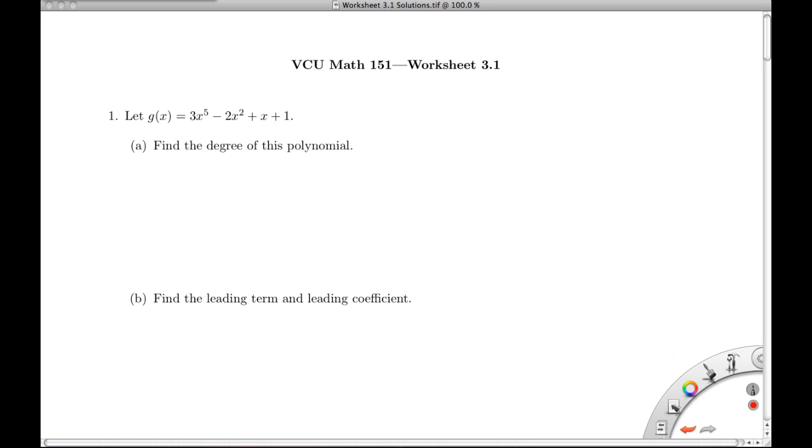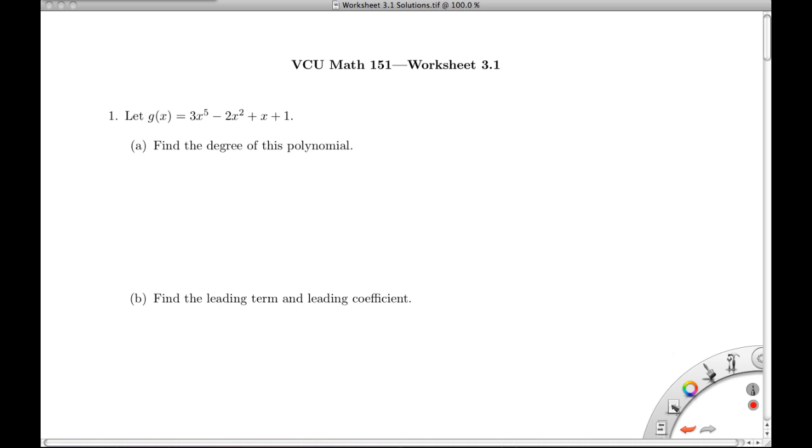So with number 1, we've got a function g of x defined as 3x to the power of 5 minus 2x squared plus x plus 1. Here it breaks it down into different steps to define some of the key characteristics of this function and bring it to how we can predict what this curve may in fact look like.